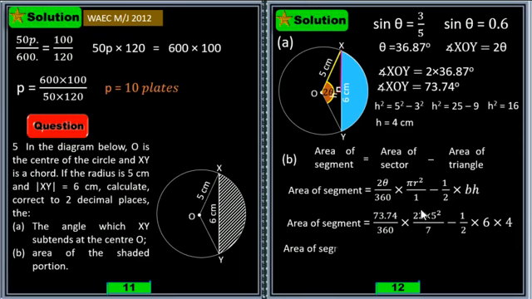Using calculator to evaluate this, key in all these numbers in your calculator. You have 16.094, and then using calculator to evaluate this, 2 divided by 6 is 3, and 3 times 4 is 12. Then you have this. Therefore, the area of the segment will give us 4.094 square centimeters, and that will be equal to 4.09 square centimeters to 2 decimal places as required. That brings us to the end of this presentation.